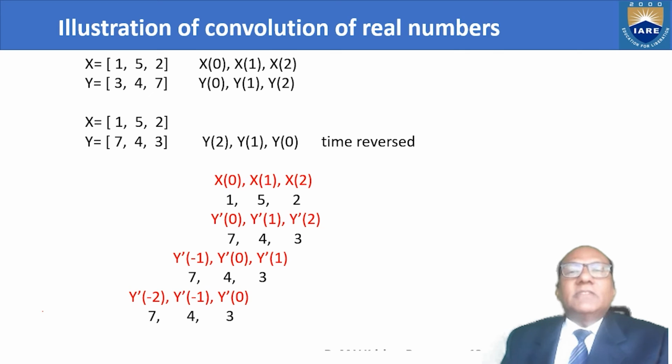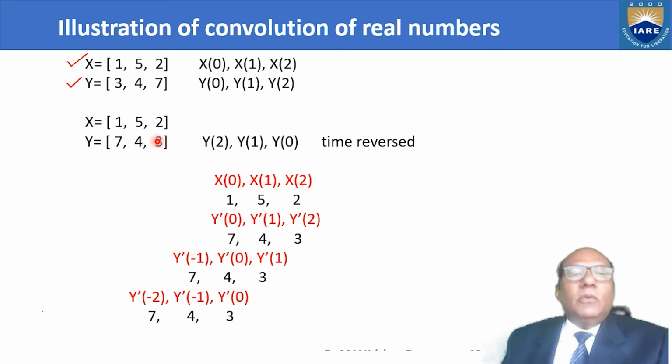I will consider real numbers. Let us take a set of real numbers x equal to 1, 5, 2, where x0 is 1, x1 is 5, x2 is 2. Similarly, we take another set of real values, y0 is 3, y1 is 4, y2 is 7. So I am taking two sets here.